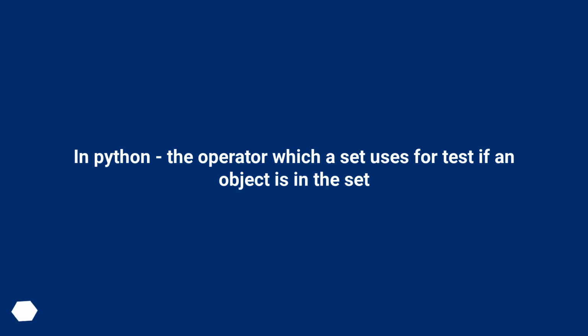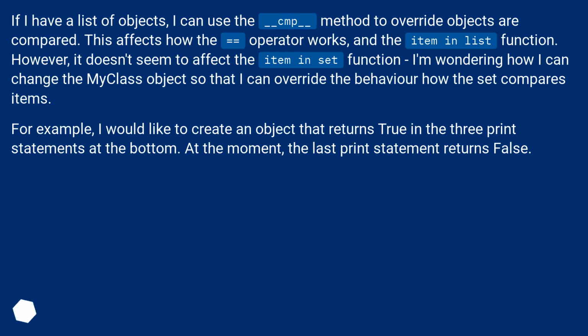In Python, what operator does a set use to test if an object is in the set? If I have a list of objects, I can use the __cmp__ method to override how objects are compared. This affects how the == operator works and the item in list function. However, it doesn't seem to affect the item in set function.